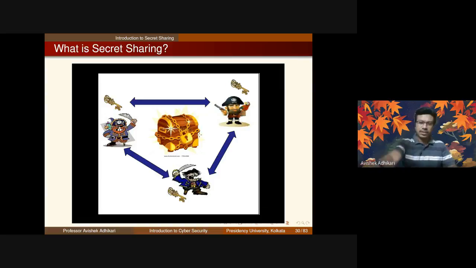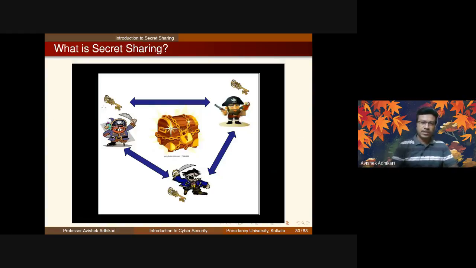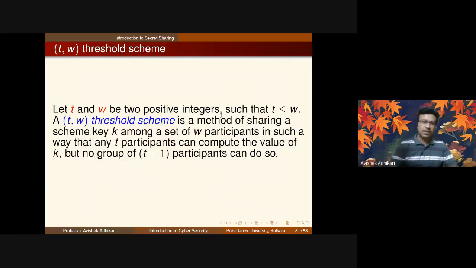So that's the reasonable justification. But this scheme is generalized as what is known as the (T, W) threshold scheme. Here W denotes the number of participants. In my previous example, the number of participants, or friends, was 3. So here W is 3 and T is the threshold value.